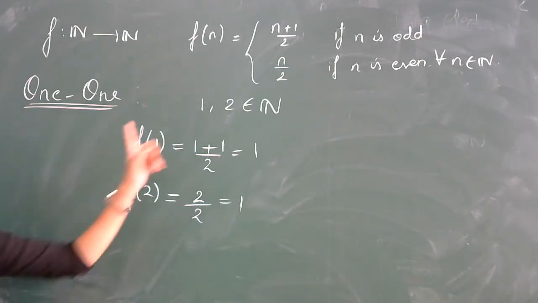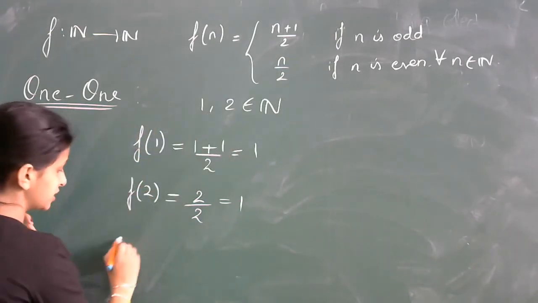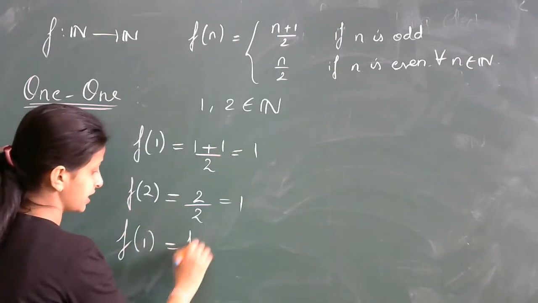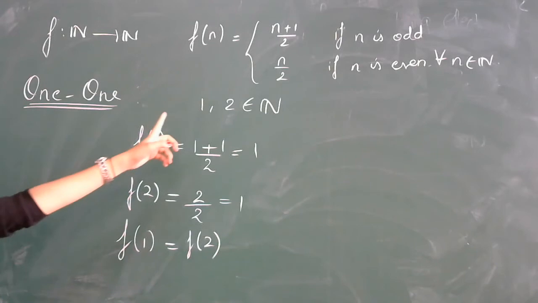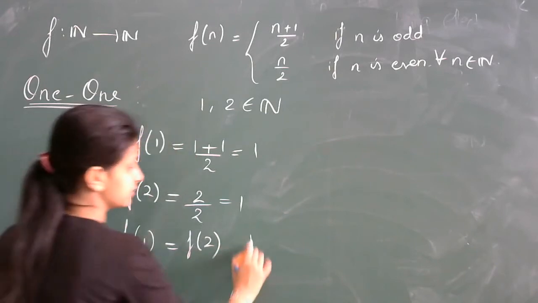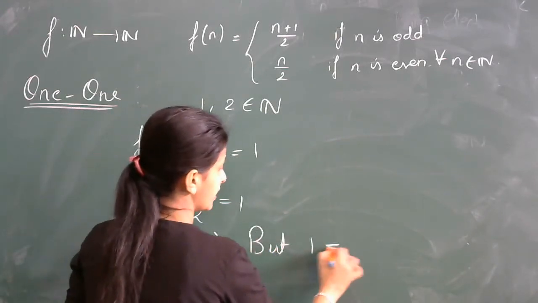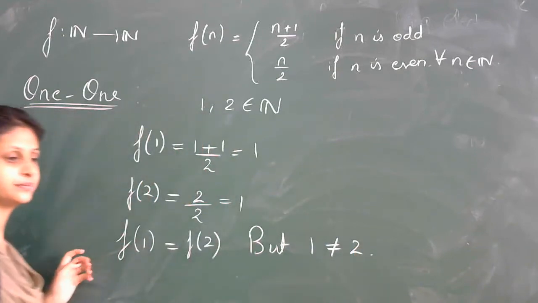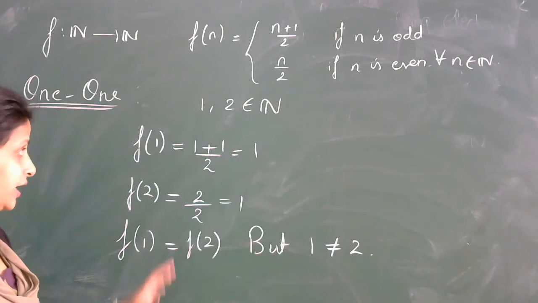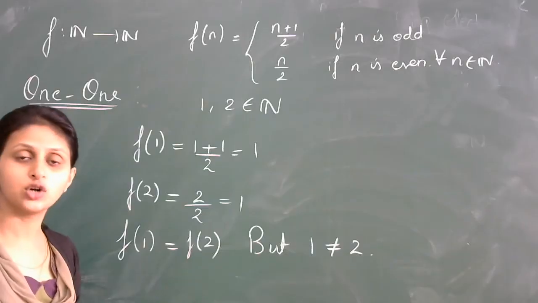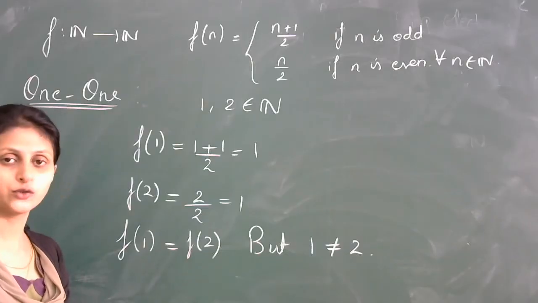So here we have two elements from the domain such that their images are the same. But the two elements are not the same. The two elements are different. Hence you can say that this function f is not a 1, 1 function. You should be very careful, students.